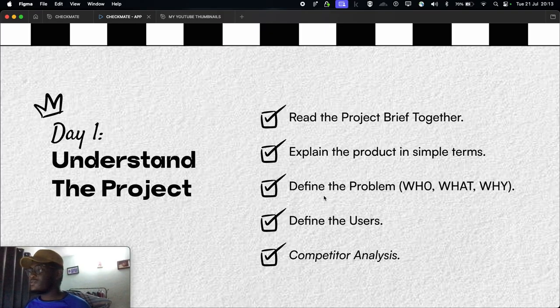Then we're also going to be defining the problem and generating our problem statement. After that, we'll be defining the users of this product, and then we'll be doing something which we call competitor analysis. Now, this is not just gibberish. This is not just text. This is not just us putting words together. It is us actually telling you exactly what you have to do first before you start a project.